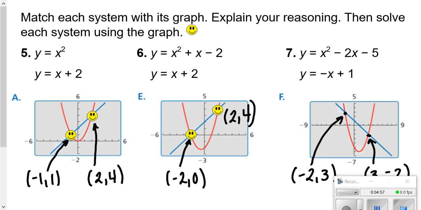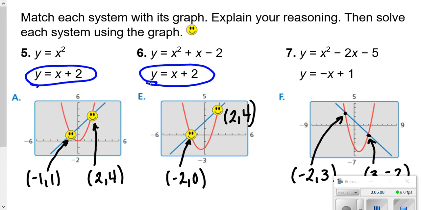And to do these, you basically just had to recognize some of the attributes of the equations you were given. For example, both of these had y equals x plus 2. I know that that's a line with a slope of 1 and an x-intercept of 2. So a and e were the two that showed that line. And then y equals x squared is our parent parabola function. So this had to go with a.